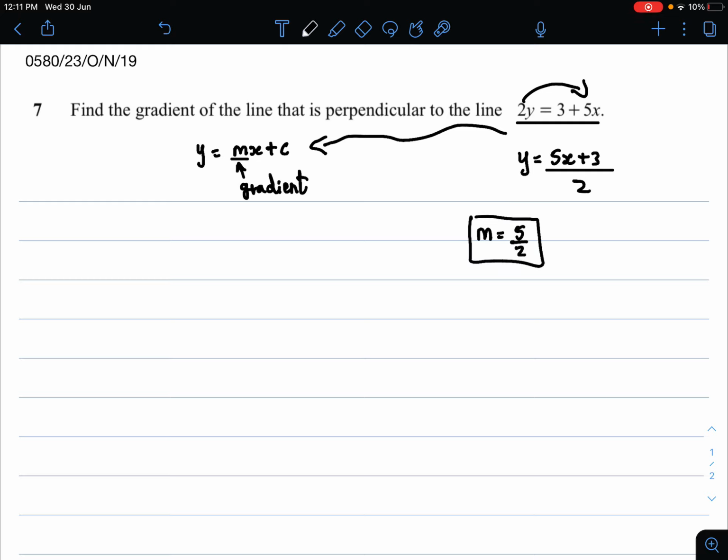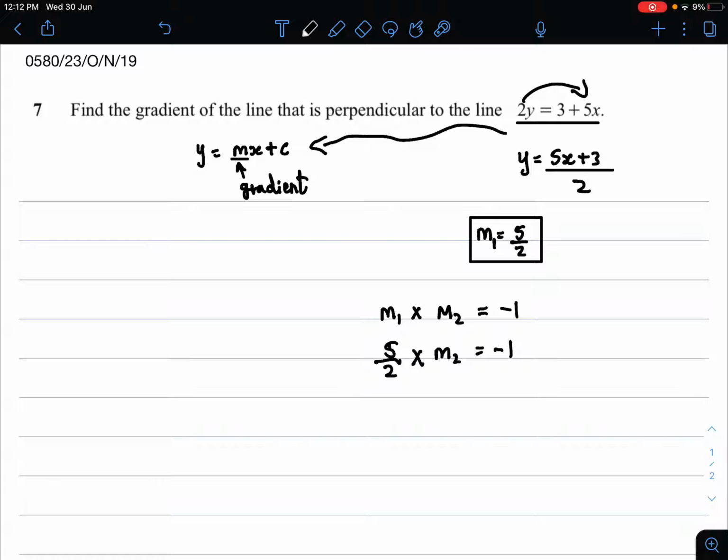Now since we know the gradient of one line, we can find the gradient of its perpendicular line by using the formula: gradient of line 1 multiplied by gradient of line 2 should be equal to -1. We know the gradient of line 1, which is 5 by 2. So we can substitute: 5 by 2 multiplied by m2 is equal to -1.